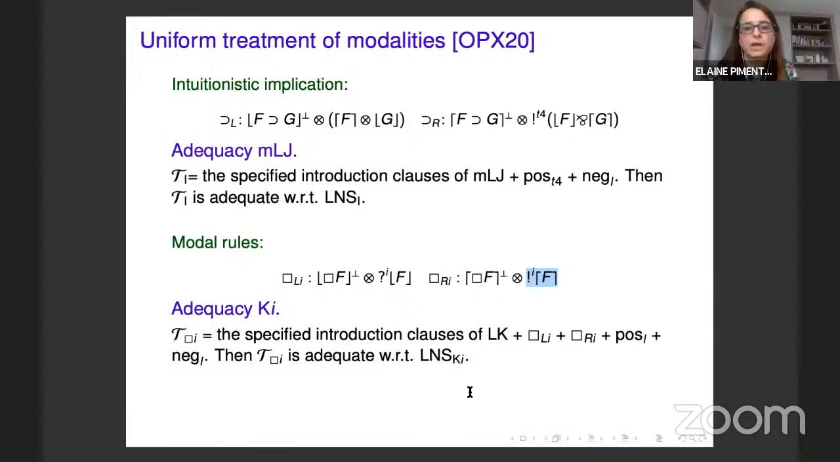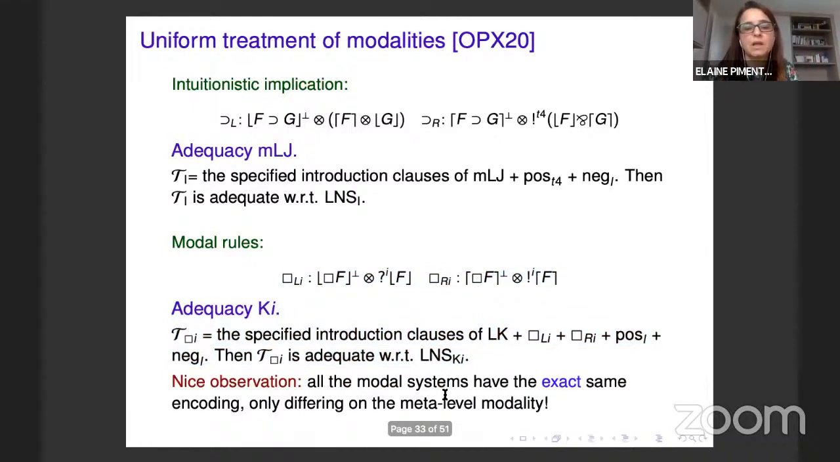system you are, okay? And you can prove easily adequacy of all these normal modal systems that I'm talking about, right? A nice observation is that they all have the same encoding. The encoding is exactly the same. The only thing that changes is this I here. That can be 4 or T4 or D or D4 or K, depending on the logic you're modeling. This is the whole difference.